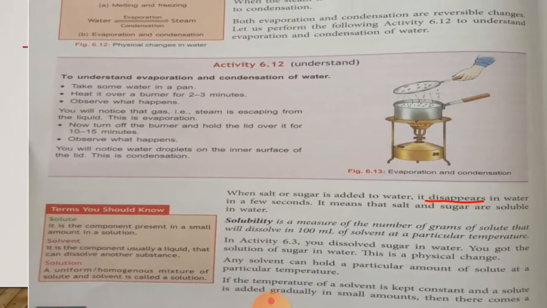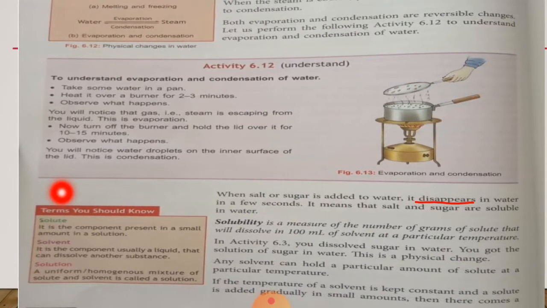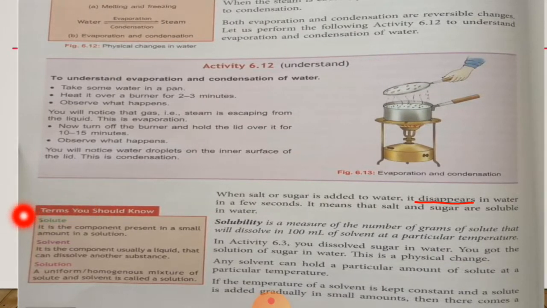Now you can read terms you should know. Solute, it is the component present in a small amount in a solution. Solvent, it is the component, usually a liquid, that can dissolve another substance. And a uniform or homogeneous mixture of solute and solvent is called a solution.